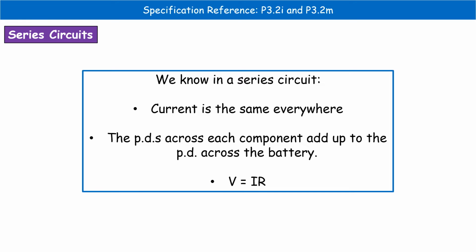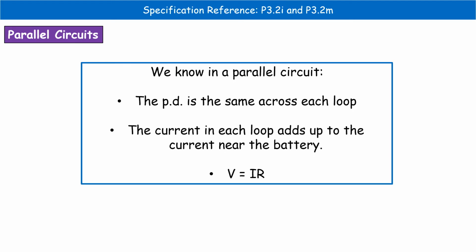But series circuit, current is the same everywhere. PDs across each component add up to the PD across the battery. If we know those facts, we can then use V equals IR to calculate any scenario. If we're talking about a parallel circuit, then we need to remember these facts. The potential difference is the same across each loop. The current in each loop is going to add up to the current near the battery. And of course, V equals IR, which again is on the formula sheet, so less of remembering the actual formula, more remember it exists and use it here.